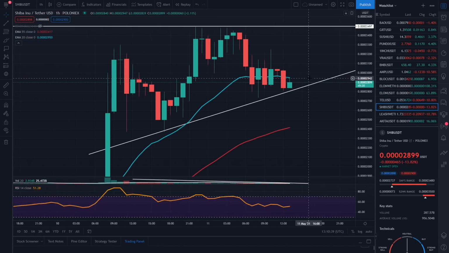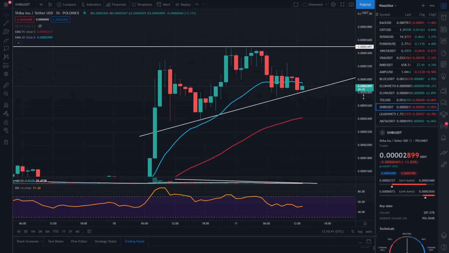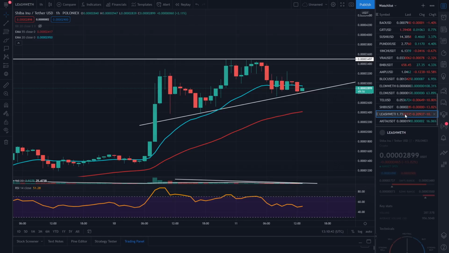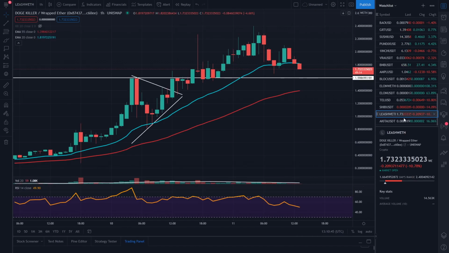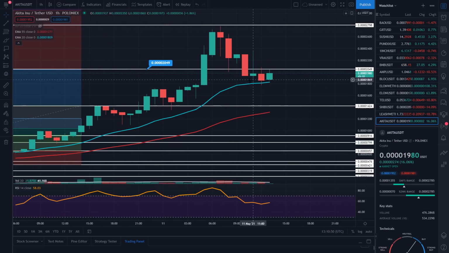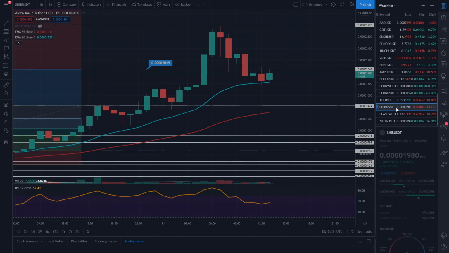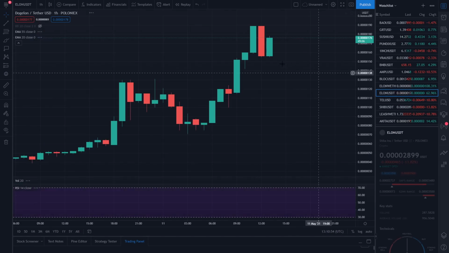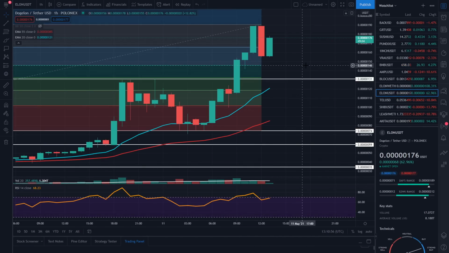Shiba Inu, are we making a reversal? There you go, making another reversal. Hopefully, we do continue to go up. Leash also probably making a reversal. Not yet, but pretty soon. Akita, reversal. There you go, guys. Just retouching this line here. So many coins are just going up. This is so awesome to see. And it's a good day to be a crypto trader.